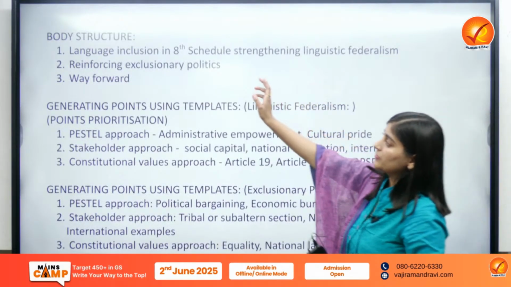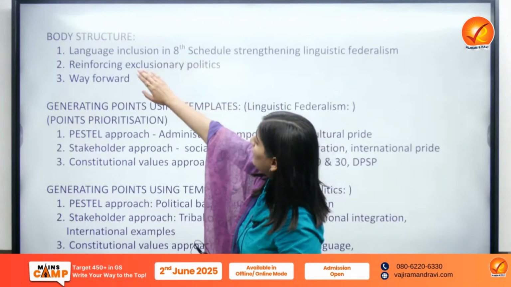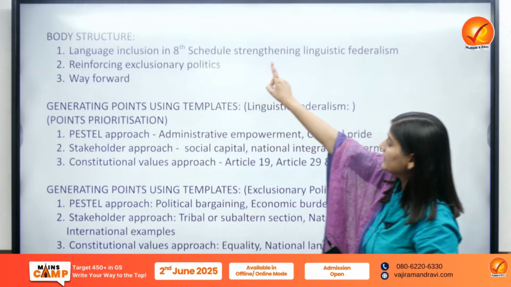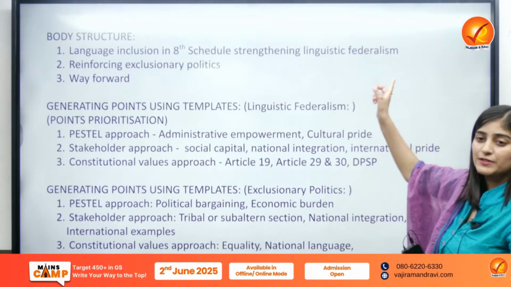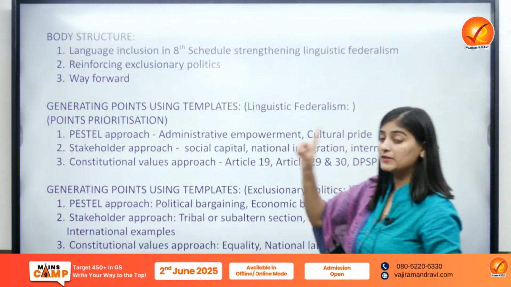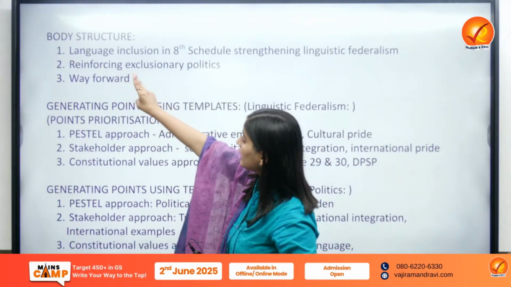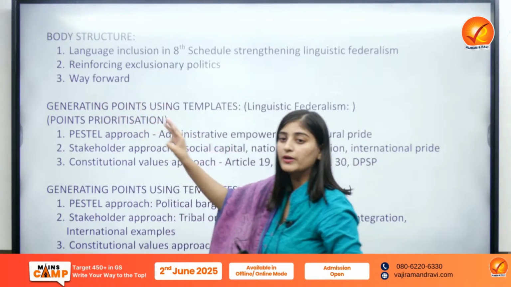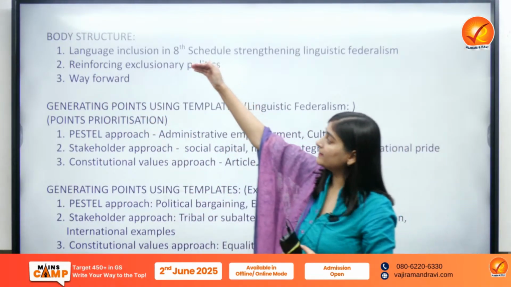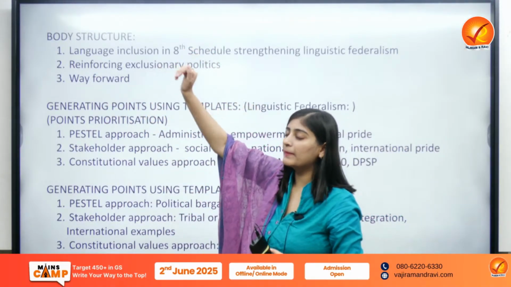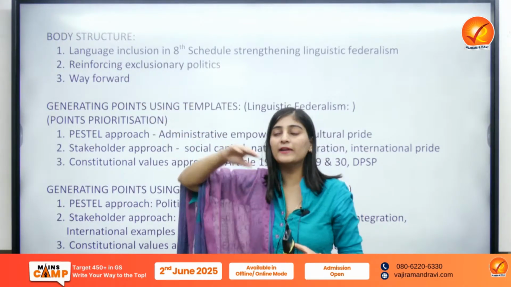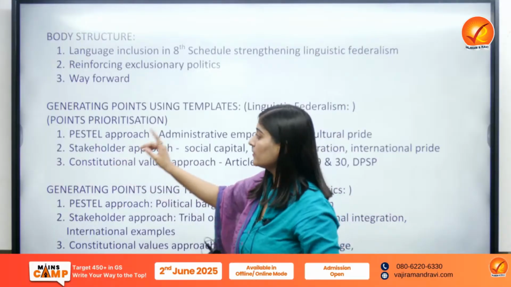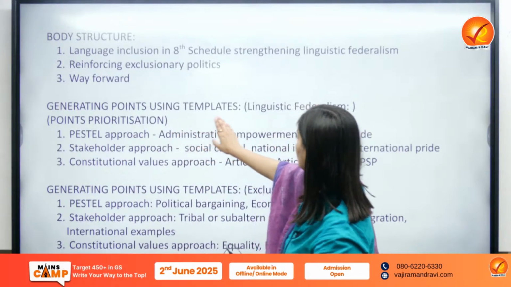So now body structure. Firstly, the introduction we are done with. Now, language inclusion in 8th schedule, strengthening linguistic federalism. This will be the first part in the body. Second part will be how does it reinforce exclusionary politics? And third will be the way forward. Now, what to do? It is creating good impacts, it's creating bad impacts. Now, what is the way forward? How can we balance these two? That needs to be written here. So now let's start with the first point.